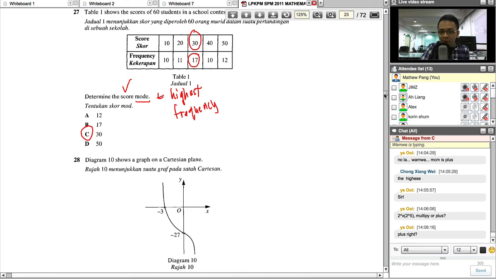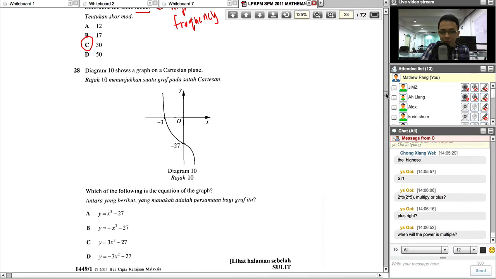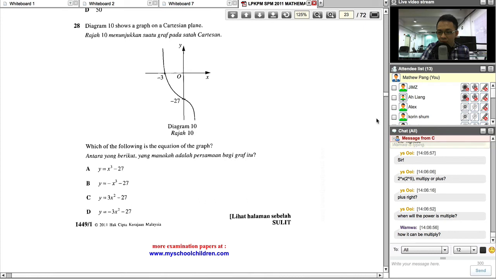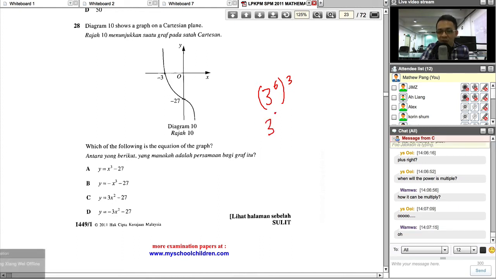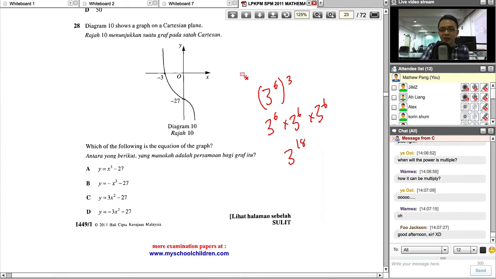Okay, let me move on. When will the power be multiplied? The power is multiplied only in one condition, which is 3 power of 6 in bracket, power 3. In these cases, the power will actually multiply. Why will this one multiply? Because power of 3 means this is 3 power of 6 multiply 3 power of 6 multiply 3 power of 6, 3 times, right? That's why we cube it. So this one actually gets 3 power of 18, right? So you can straight away multiply, you get back 18. You must understand this basic concept in order to do this.